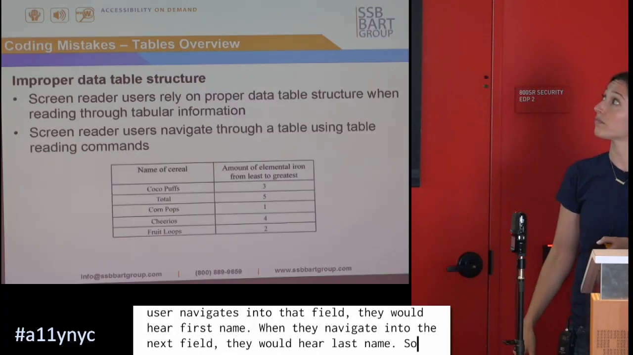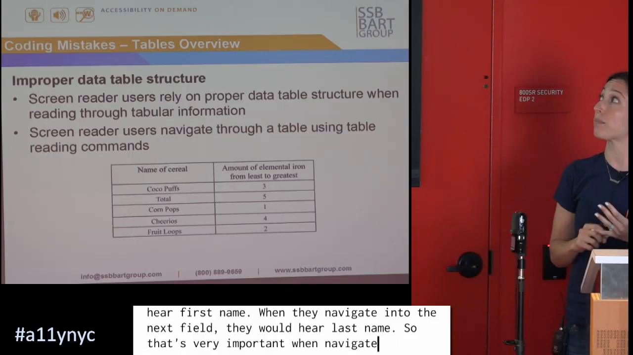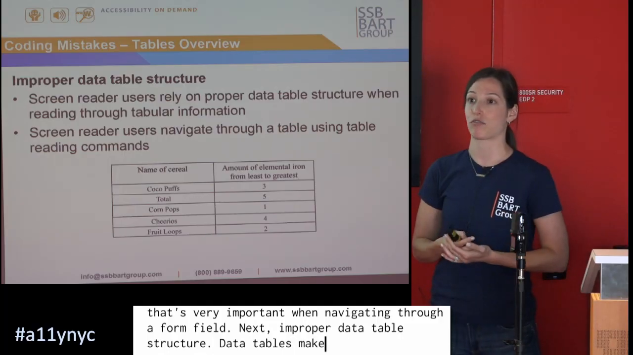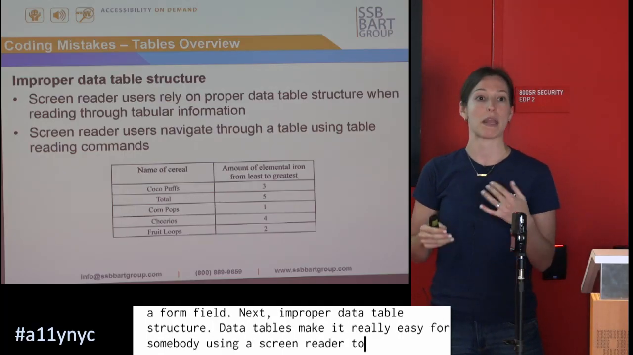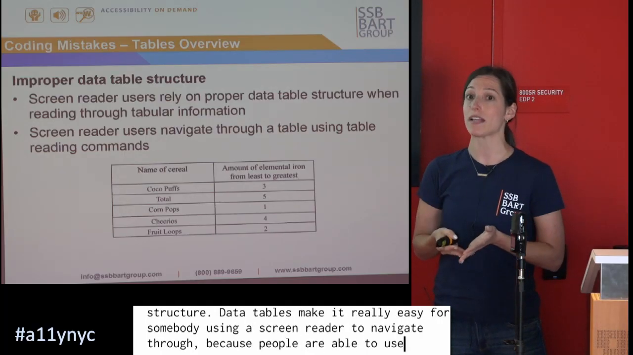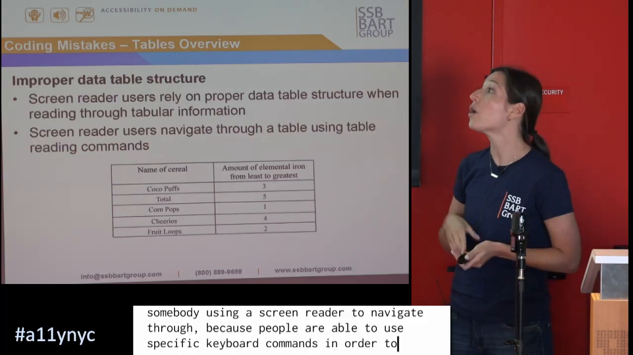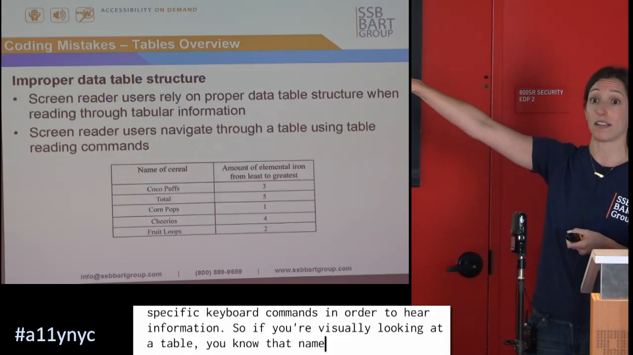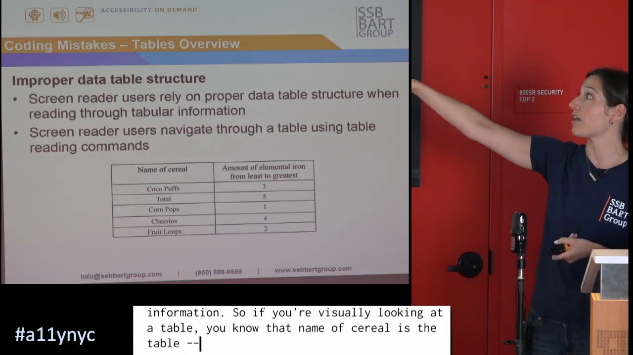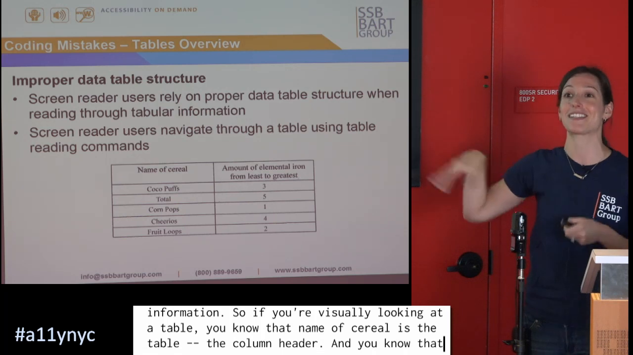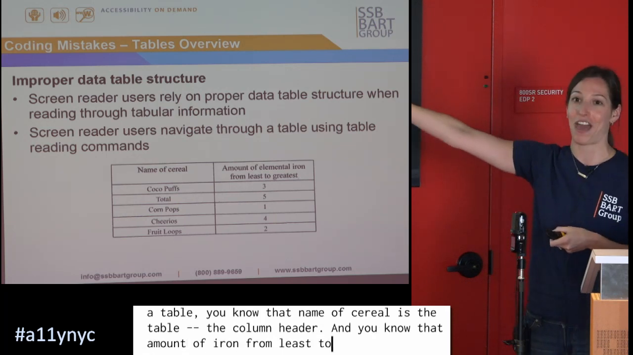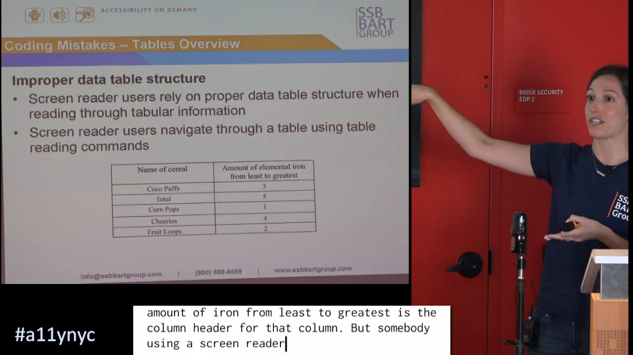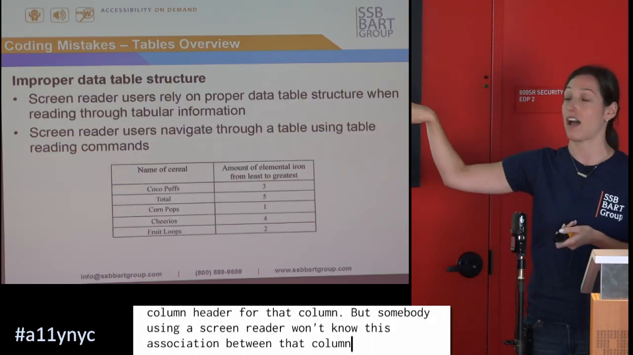Okay, next, improper data table structure. Data tables make it really easy for somebody using a screen reader to navigate through because people are able to use specific keyboard commands in order to hear information. So if you're visually looking at a table, you know that name of cereal is the column header, and you know that amount of element iron from least to greatest is the column header for that column. But somebody using a screen reader won't know this association between that column header and the data cell.